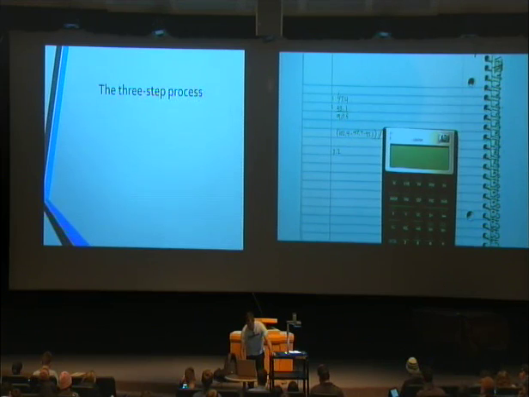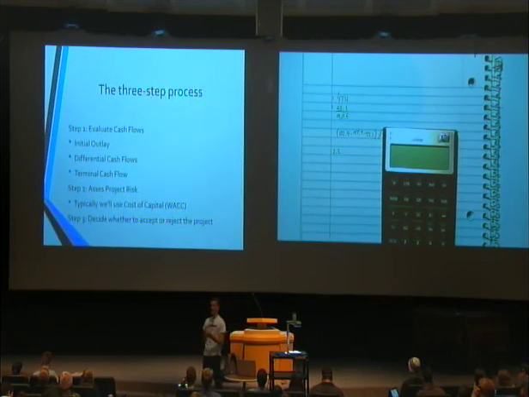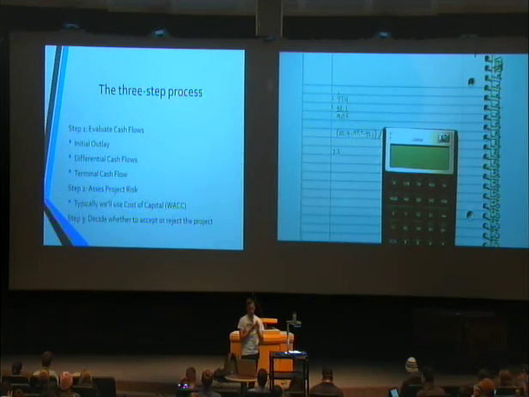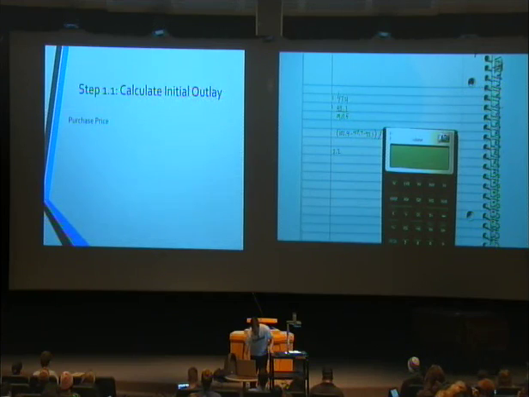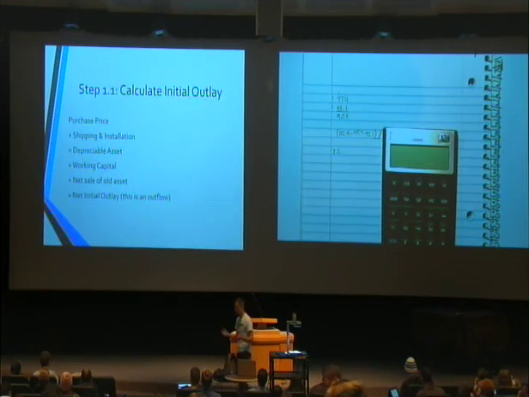Okay, so there's a 3-step process with evaluating cash flows. The first one is to evaluate what all of your cash flows are. We need to know our initial outlay, we need to know our differential cash flows, that means our annual cash flows, and then our terminal cash flow as well. Step 2 is assess the project risk. Typically in this class we use WACC. And then step 3 is to decide whether to accept or reject a project.